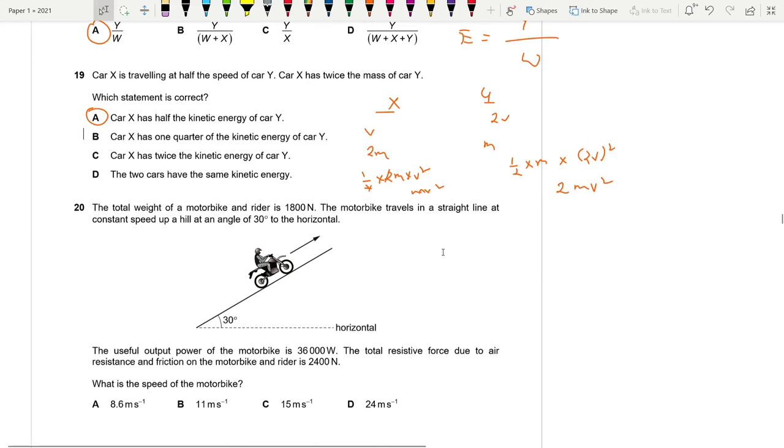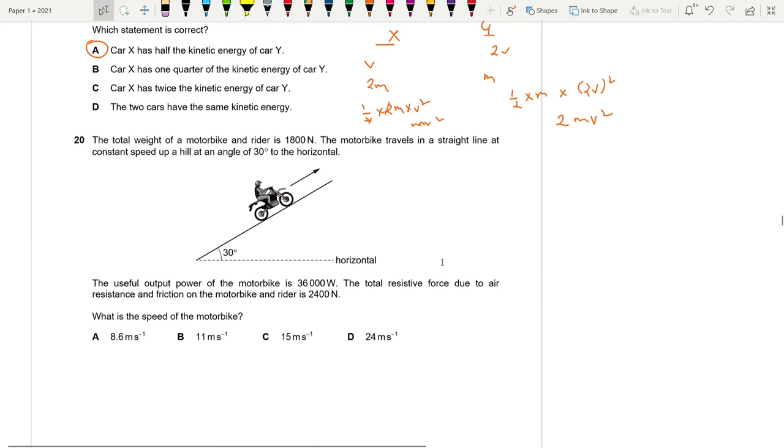The total weight of a motorbike and a rider is 1800 newtons. The motorbike travels in a straight line at constant speed up a hill. So the keyword here is constant speed. The keyword here is constant speed.